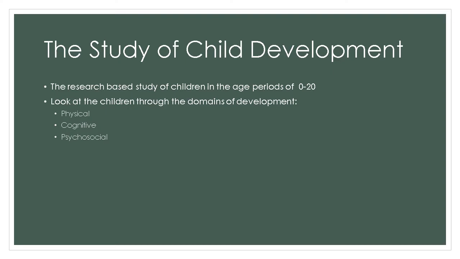So we'll be looking at children as they're growing up and right before they enter into early adulthood, and we'll be looking at them through the areas of development. So how a child grows, what their health is physically, and then cognitively, how they learn intelligence-wise, and then also within social and emotional or psychosocial, so how you grow as a person and how your personality develops.